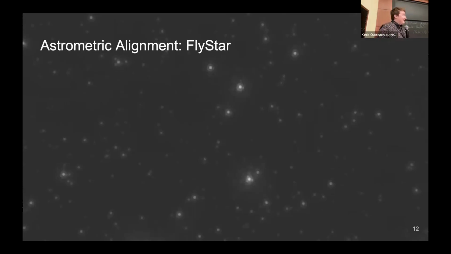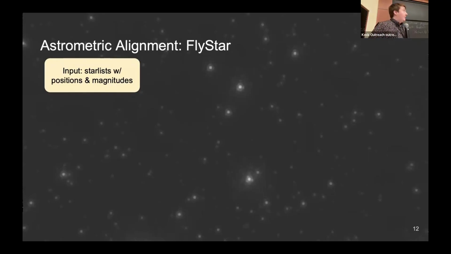And then after we've finally fought with that computer to get our data out, I run it through the FlyStar astrometric alignment code. What we're measuring really is the relative astrometry between our target star and reference stars in the field, because we don't have absolute astrometry down to the milliarcsecond level.